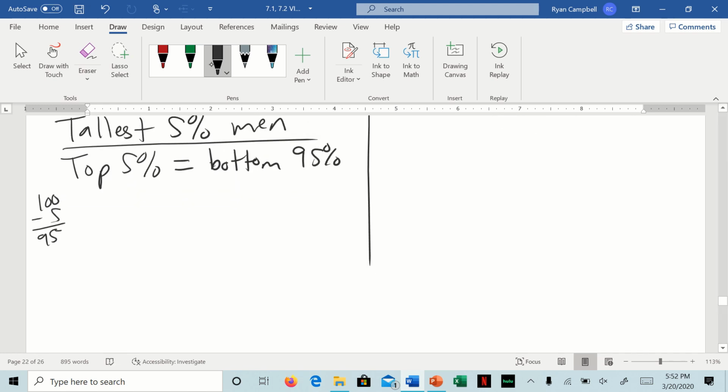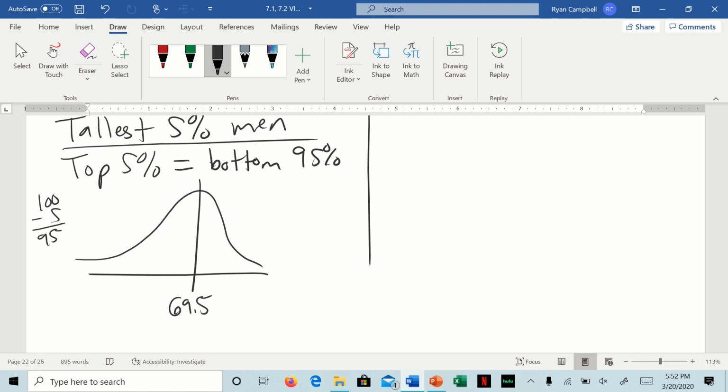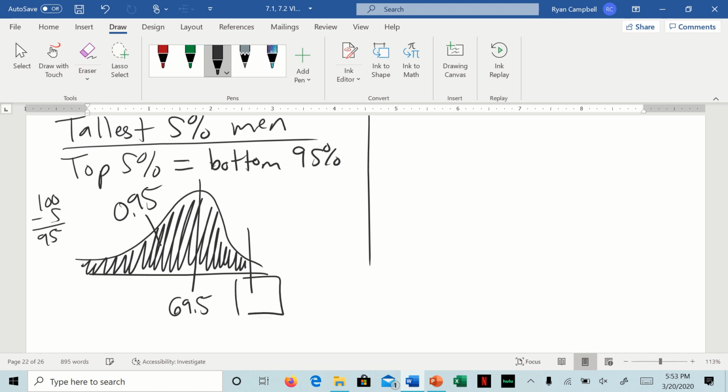All right? So for men, what number is in the center? 69.5. If we're coming from the left, because it's the bottom, go up to the mean. Too far, not far enough. Got to go all the way up to 95%. And where's the 95% going? Is it down here or up there? Hopefully, since it was a percentage, you said it was up there. 0.95. And this is what we're trying to find right there.